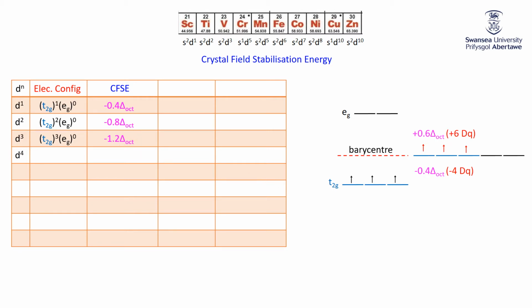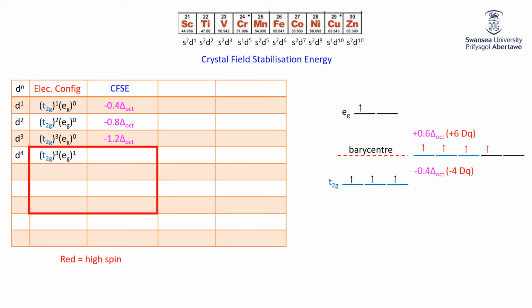Gets more fun when we get up to the d4 situation, because we can go high spin and low spin. Well, let's go with high spin first of all. And so in the high spin, the electron is going to pop up into the eg, because the split between these 2 sets of orbitals, the delta octahedral, is not very big. Okay, so we got a weak field, right, to use the terminology from the last one. The 4th electron, of course, just pops along into there.